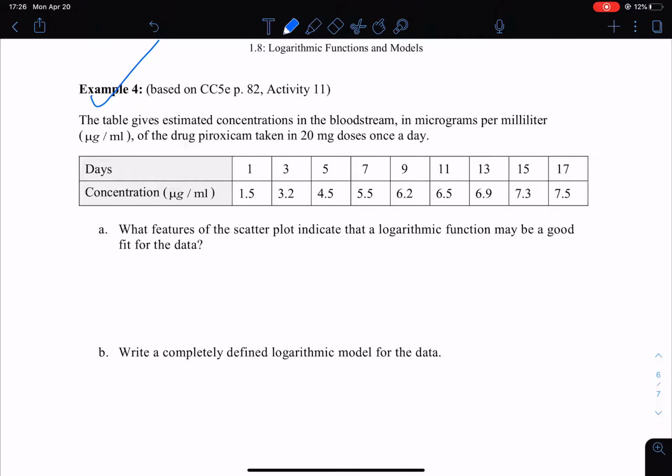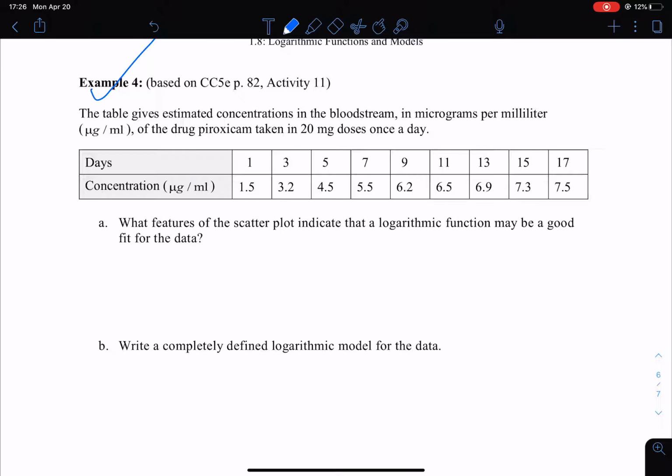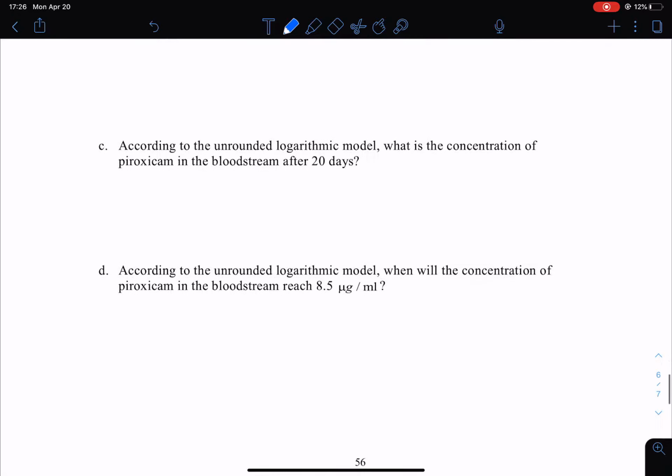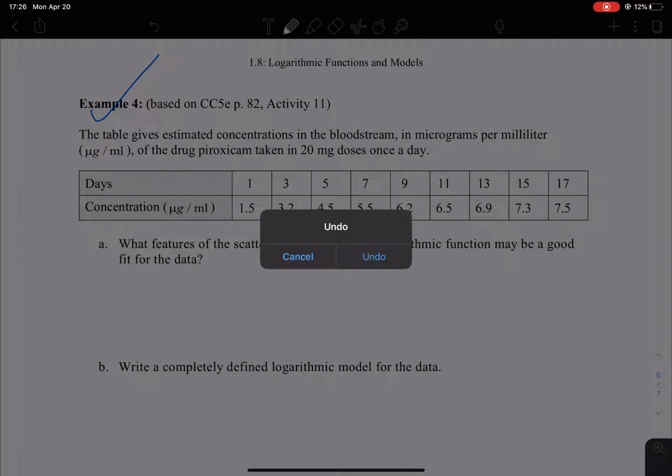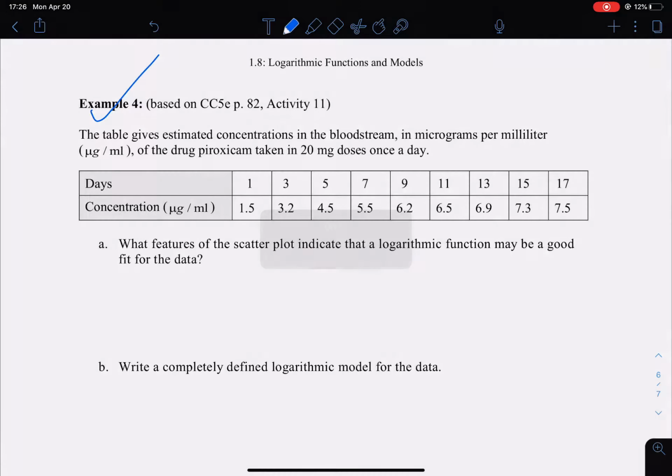So in example 4, we are given a table. You can pause the video and try to do it by yourself. Example 4, A, B, C, D. Because we are only given the data table and not the scatter plot, first you have to draw the scatter plot yourself. And from the scatter plot, make your decision on which kind of model we are going to use.